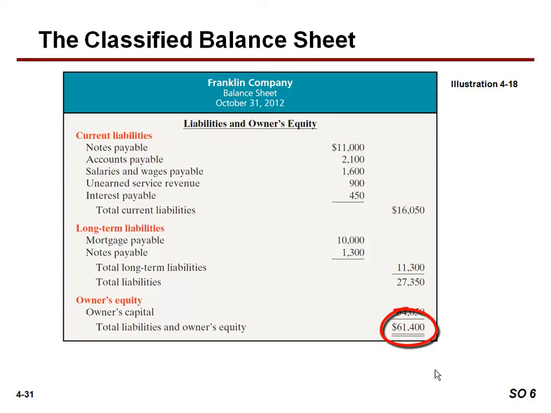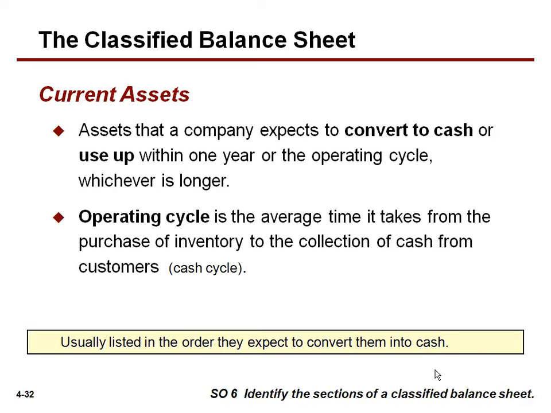Now let's begin to define exactly what these groupings of assets and liabilities mean. First, current assets. Current assets are defined as items a company expects to convert to cash or use up within 1 year or the operating cycle, whichever is longer. As indicated, the operating cycle is the average time it takes from the purchase of inventory to the collection of cash from customers, a cash cycle.